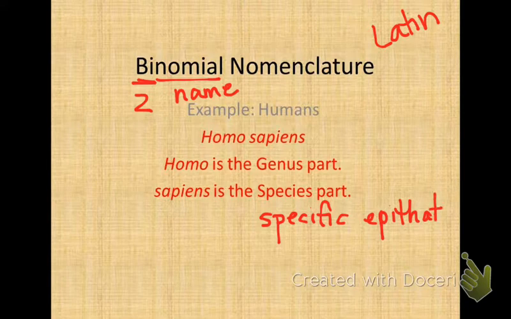Okay, so that is the name that it is given. They're going to be written in italics if it's typed. If it's handwritten, then you would underline both of those words like that. Okay, the genus word comes first, and it is capitalized, just like capitalizing the beginning of a sentence. The species comes second, and it is not capitalized.